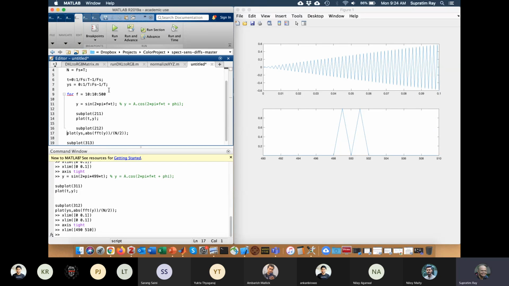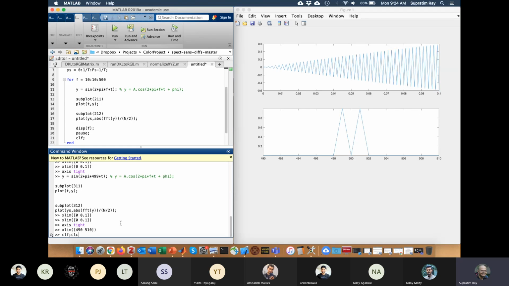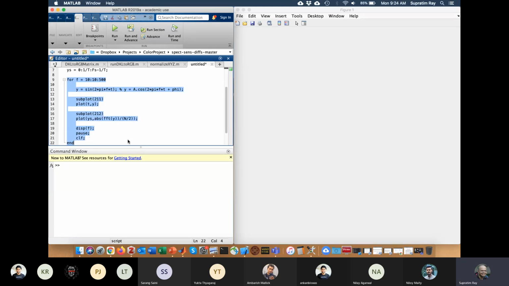And its Fourier transform, and then I'm going to display my frequency, and I'm going to pause, and end this for loop. So it's going to keep generating sinusoids every 10 steps, and we will see. After pausing, we will clear this frame. So let me run this for loop. And let's see how this looks.